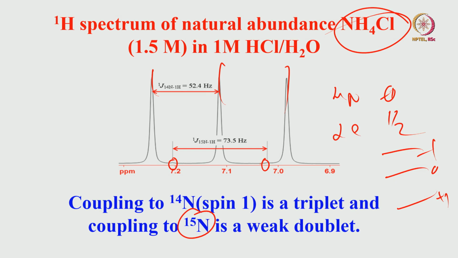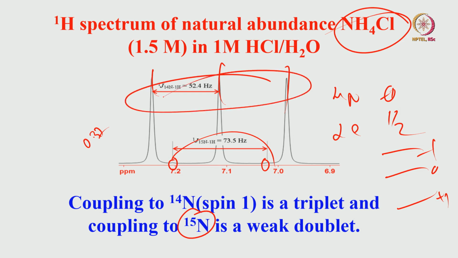But look at the intensity. This is 0.37% abundance of nitrogen 15. Further it is split into 2. Very, very weak intensity, you will not see that. So nitrogen 15 gives a weak doublet, it is a satellite. Whereas proton coupled to N14, an abundant spin, gives 3 lines of equal intensity.